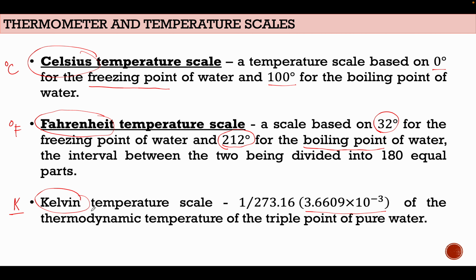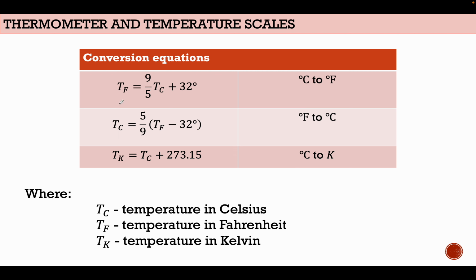Okay, so let's find out what the equations or formulas are for us to be able to calculate for these different temperature scales. We have these conversion equations. The first one, equation number 1, is for converting a temperature from degrees Celsius, or from the Celsius temperature scale, to degrees Fahrenheit, or the Fahrenheit temperature scale. As you can see here, T sub C is the temperature in Celsius, T sub F is the temperature in Fahrenheit, and T sub K is the temperature in Kelvin.